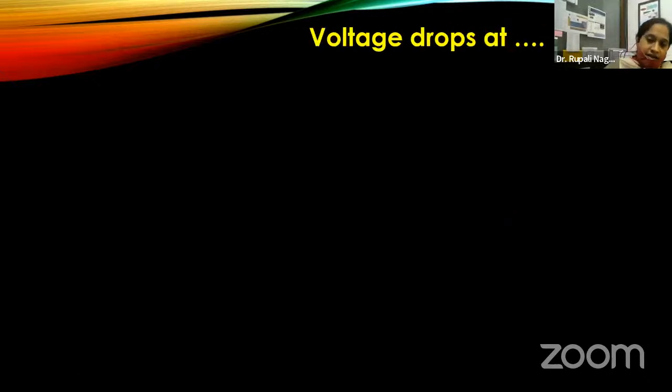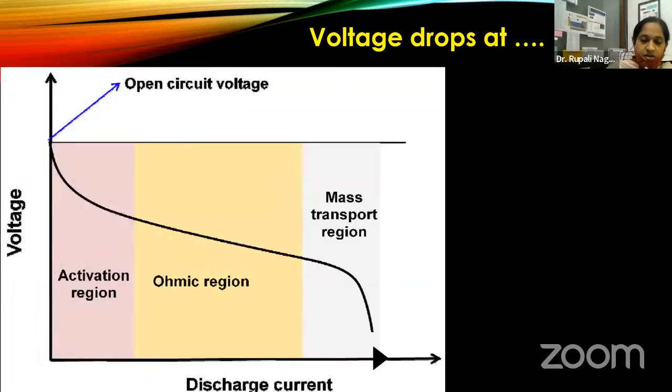Now, when we connect the cell or the battery, the voltage drops at different points and due to various reasons. So let's understand what's happening. If you look at the voltage, and this is the discharge current.